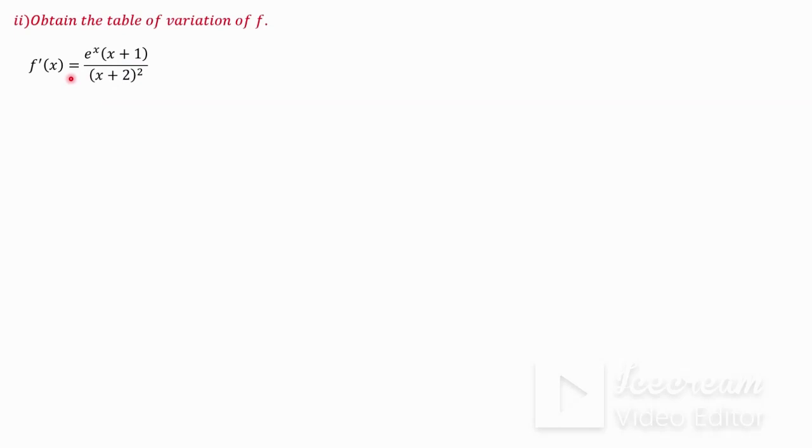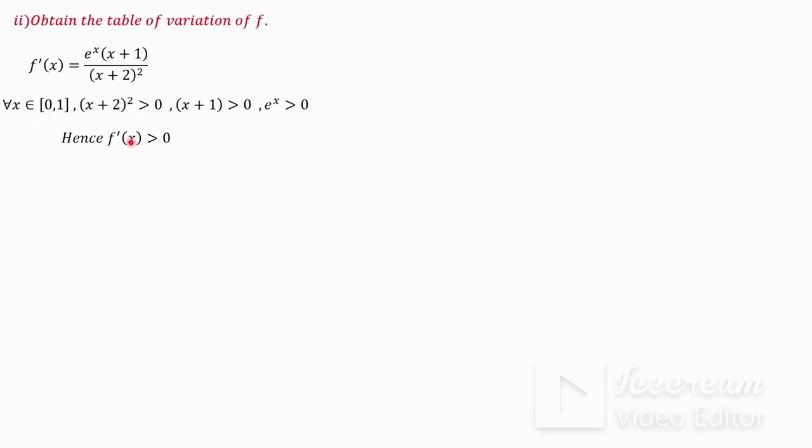Yes, so we had our derivative f prime of x equal to e to the x times (x plus 1) divided by (x plus 2) squared. We know that for all x belonging to the interval 0 to 1, (x plus 2) squared is always greater than 0. Also, x plus 1 is always greater than 0, and e to the x is also greater than 0 in this interval. From which we can therefore conclude that f prime of x is greater than 0 in the interval 0 to 1.